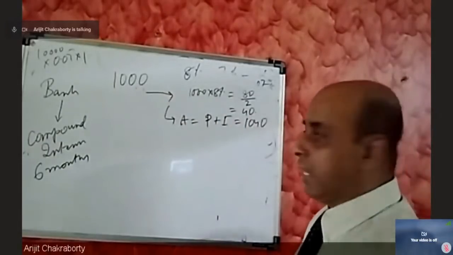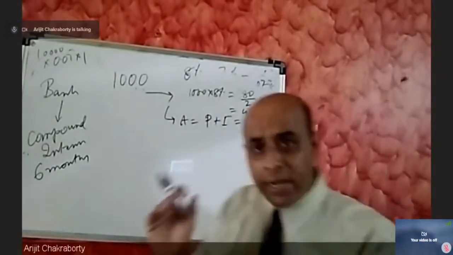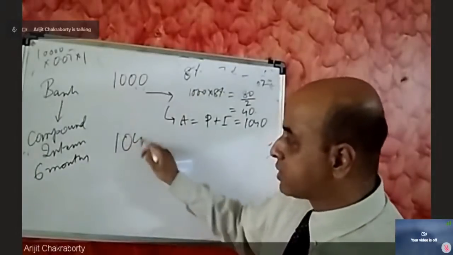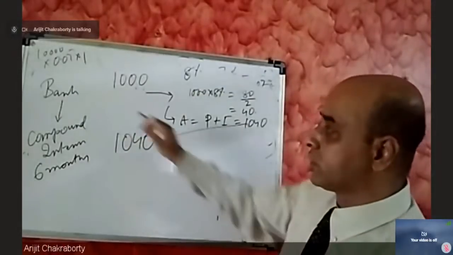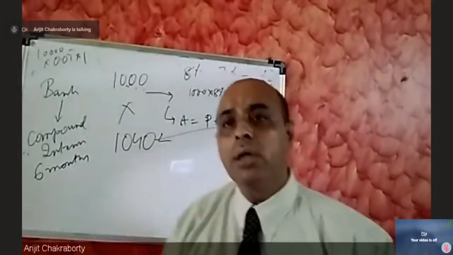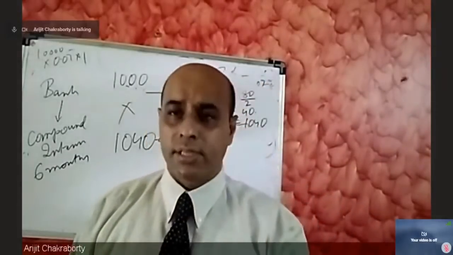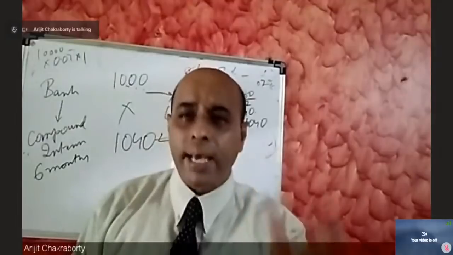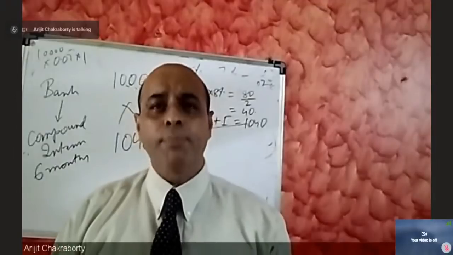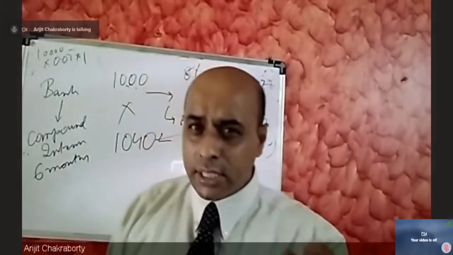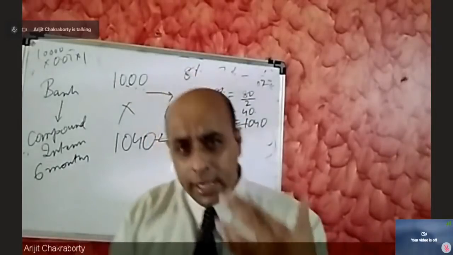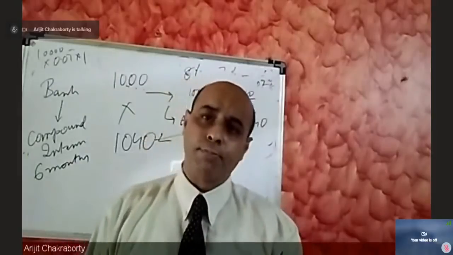After 6 months, for the remaining 6 months of the year, the bank will calculate interest on the basis of 1040. This 1040 and not on 1,000, on 1040. This is called compounding every 6 months. Sometimes it is called semi-annual compounding. Semi-annual compounding means half of the year. That means after every 6 months, the interest which you have earned will be added to the principal, and for the remaining 6 months, the interest will be calculated on the revised principal.